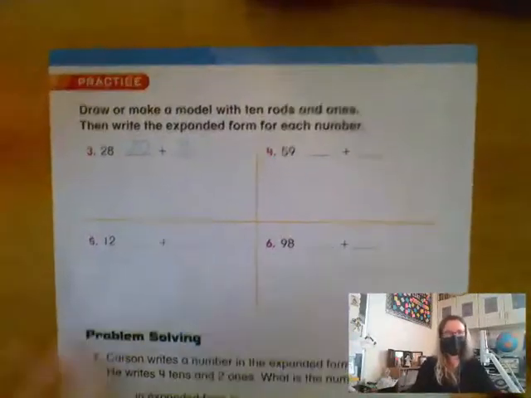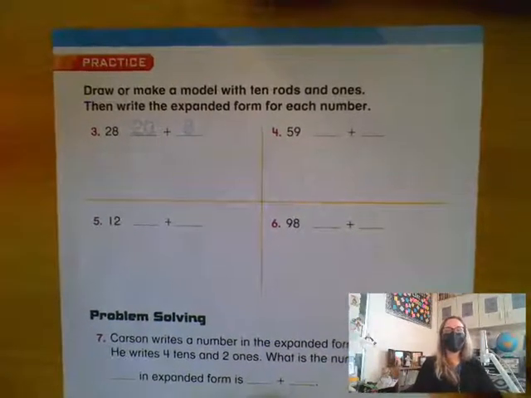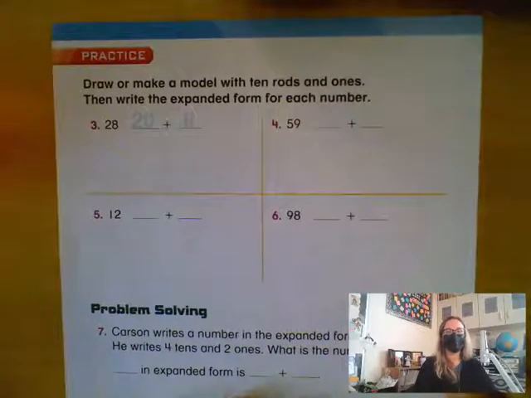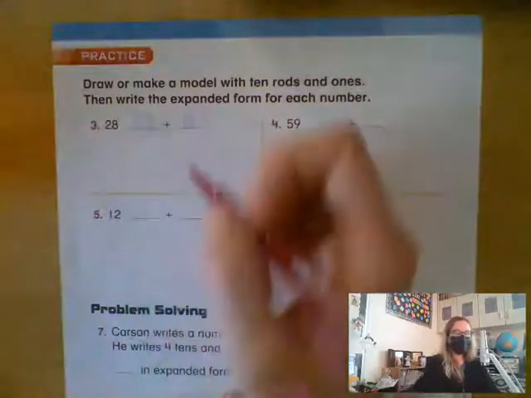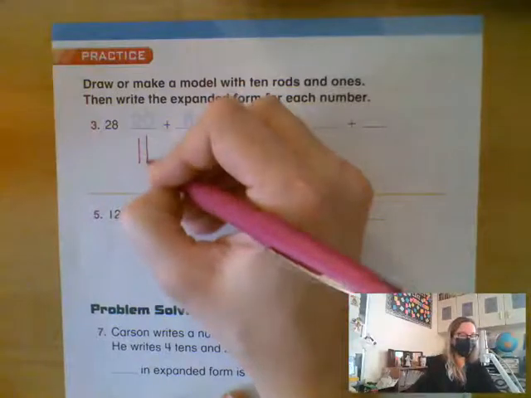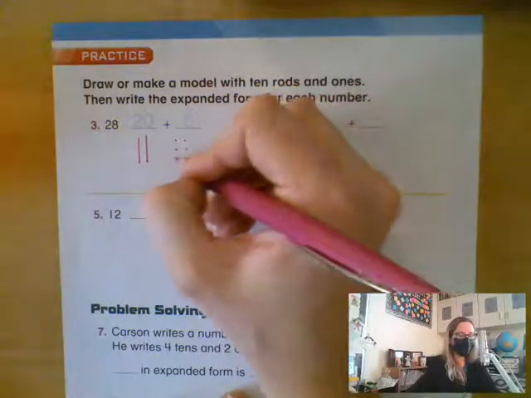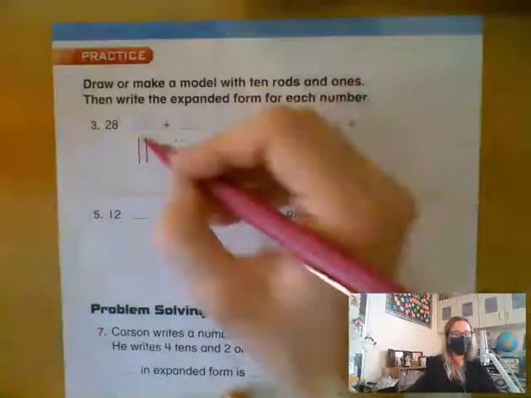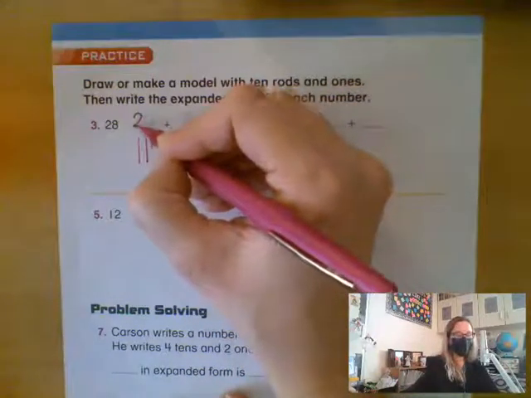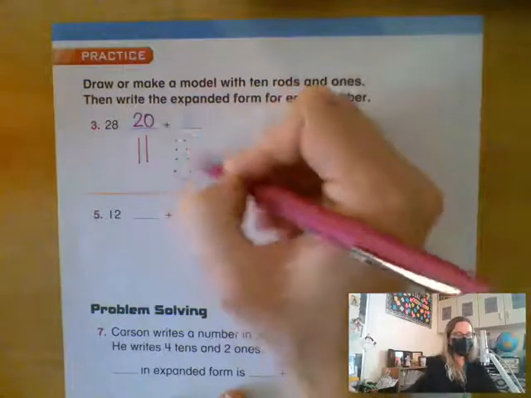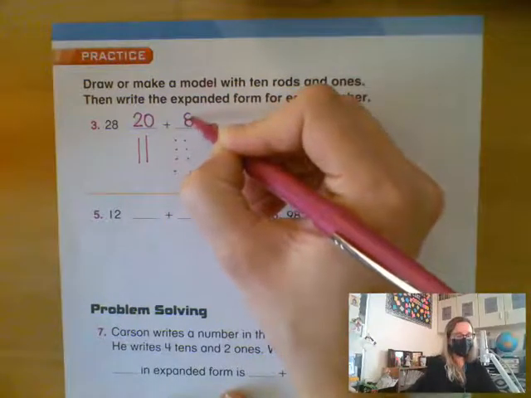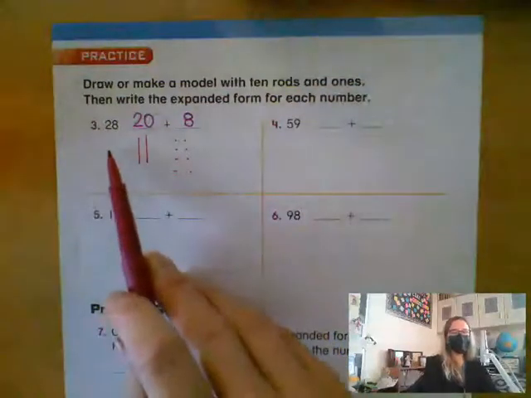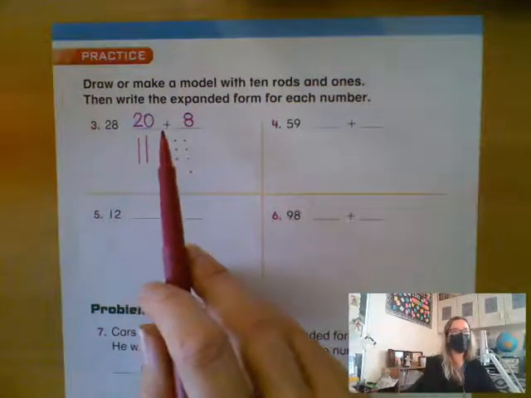All right, turn the page to the top of 252. It says draw or make a model. We will draw and then write the expanded form for each number. So 28 would be 2 tens and 1, 2, 3, 4, 5, 6, 7, 8 ones. I know that 2 tens equals 20. 8 ones equals 8. So the expanded form of 28 is 20 plus 8.